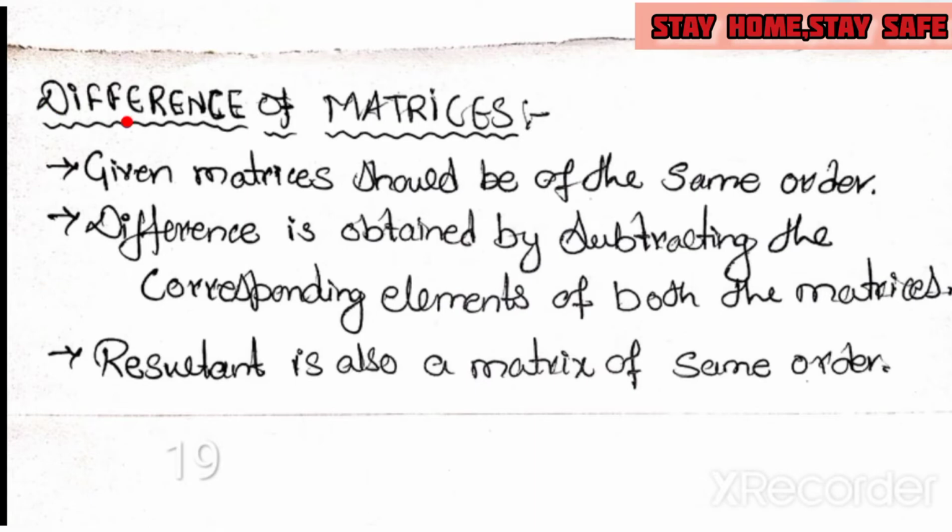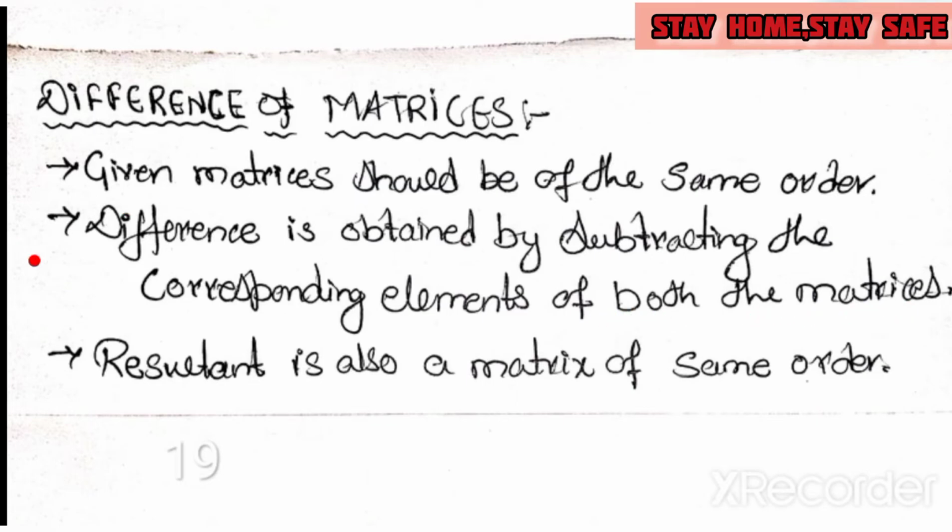So difference of matrices means, as the name suggests, we get the subtraction of two matrices. Here the given matrices should be of the same order. To find the difference of two matrices, which should be given in the question, they should satisfy the condition that they are of the same order. And then the difference is obtained by subtracting the corresponding elements of both the matrices.